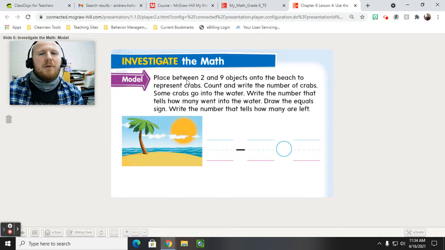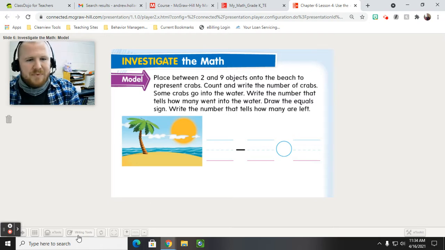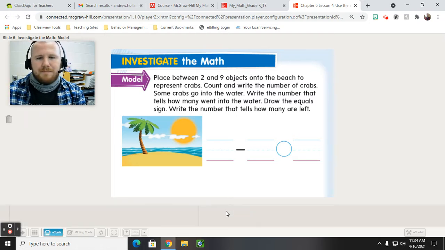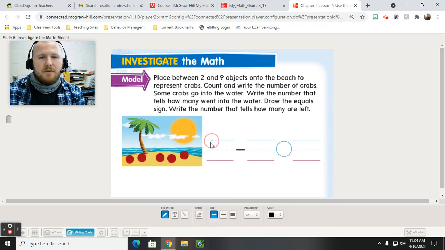Okay, so it says place between 2 and 9 objects on the beach. Ooh, it lets me choose. Okay, so I am going to put some red circles and act like they're crabs. Oh, it does say represent crabs. So, okay, 1, 2, 3, 4, and we'll do 5. Okay, so we have 5 crabs to start. So I'm going to write 5. All right. Count and write the number of crabs.